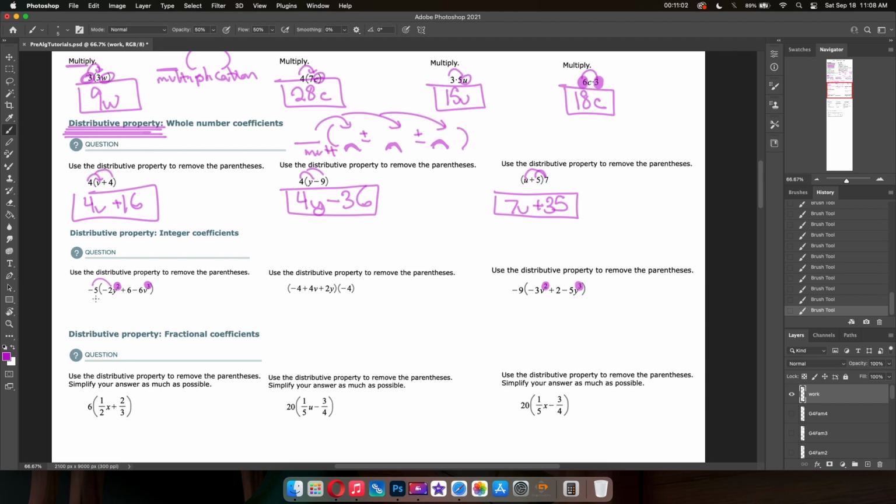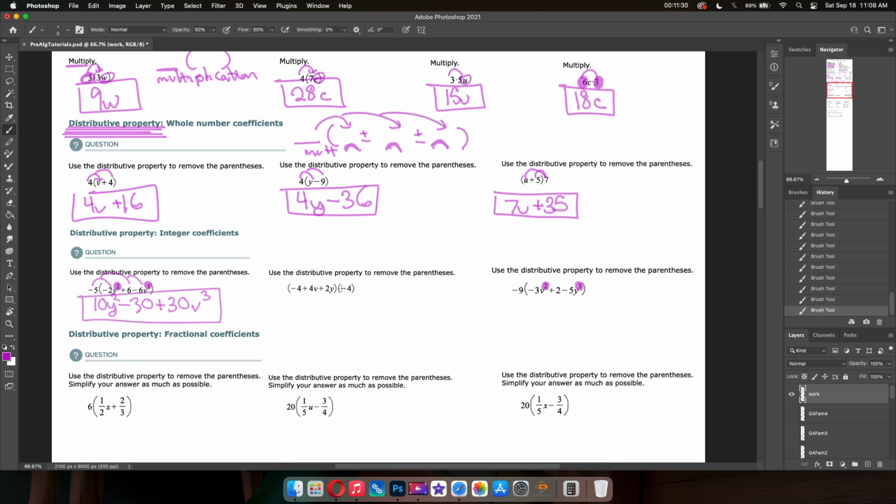So multiply again. 5 times 2 is 10. Negative times a negative is a positive. Y squared wasn't touched, it drops down. 5 times 6 is 30. Negative times a positive is a negative, and there's no variable. 5 times 6 is 30 again. Negative times a negative is a positive. V cubed was not used, and so it drops down, and that's going to be our final answer.